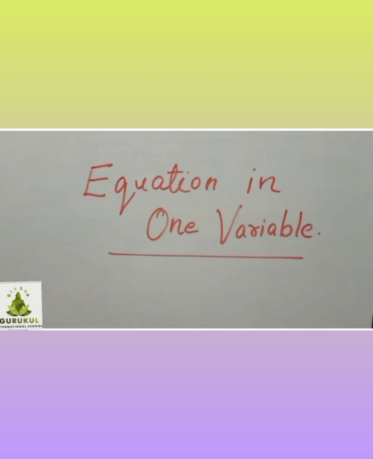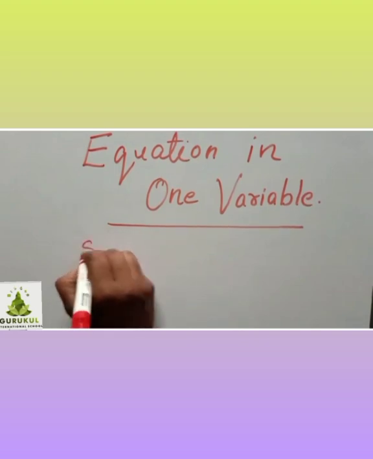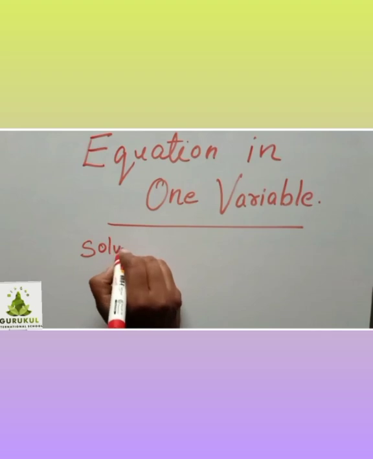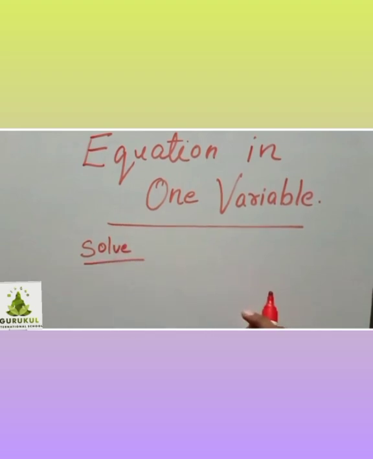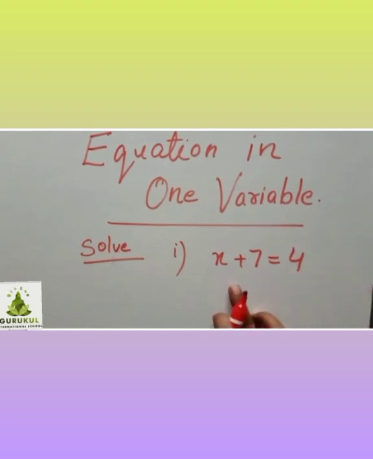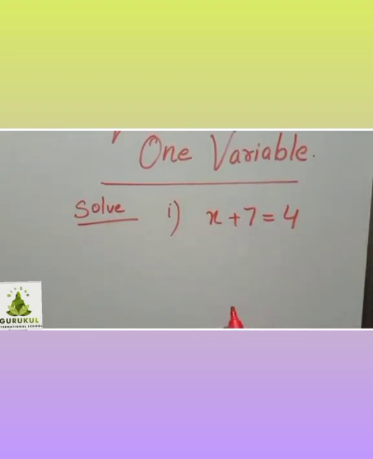Now, we have already studied equation in one variable in standard 6 and 5th also. Now, we will see in detail about it. One question is given in your textbook, page number 59. Just see, solve the following equation is given. Some examples are given. So, x plus 7 is equal to 4. What do you have to find in this equation? You have to find the value of x. Is that clear to you?